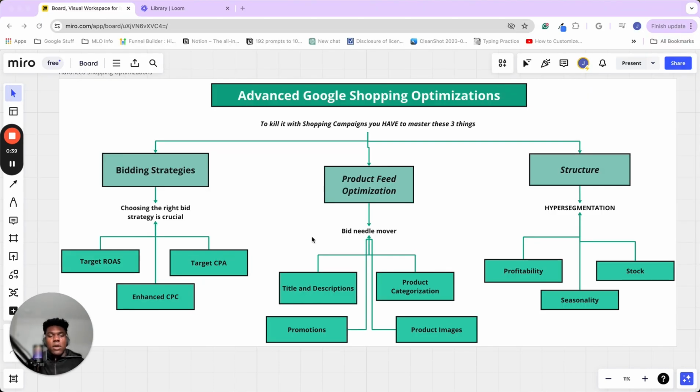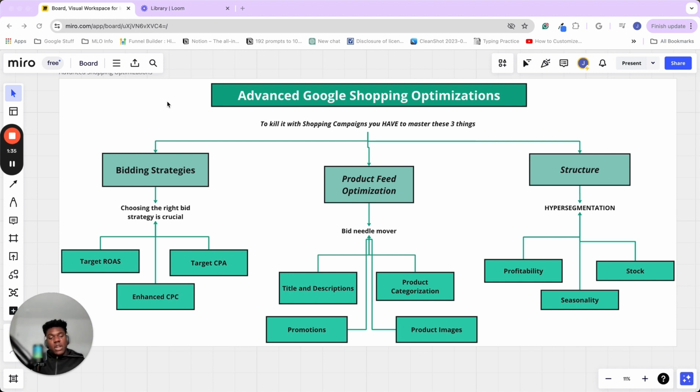Perfect. So now we're into the mind map, if you will, of the advanced Google Shopping optimizations. These are the three main categories you need with shopping ads or shopping campaigns to kill it, right? To really make a killing on the shopping network. So first, we're going to start out with the bidding strategies. There are so many other bidding strategies that can be applied to the shopping network and the shopping campaigns.